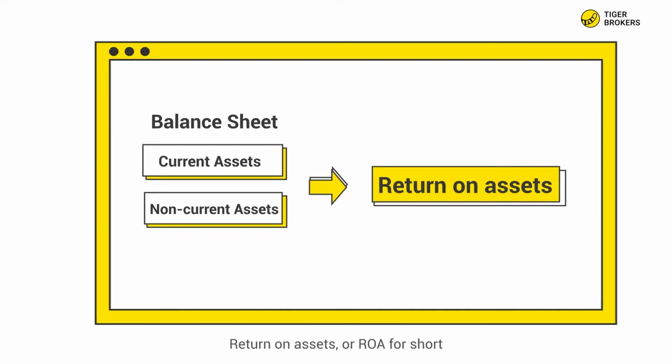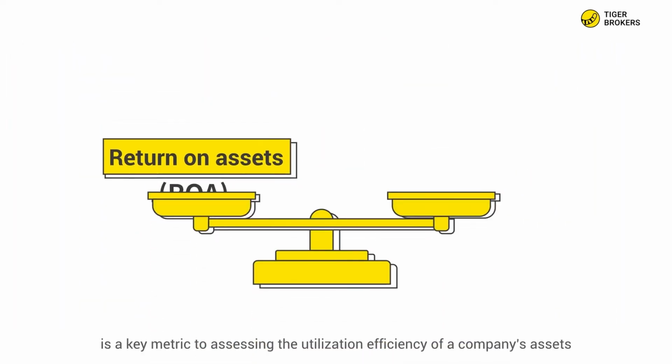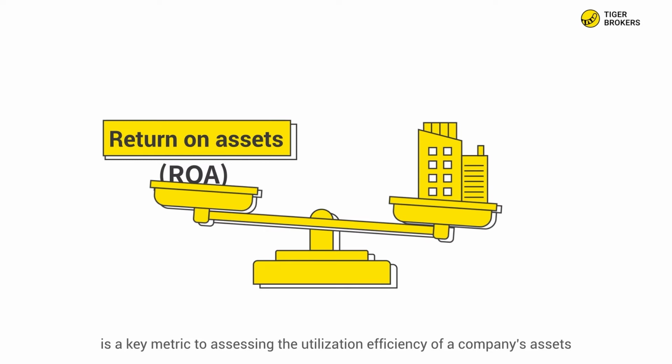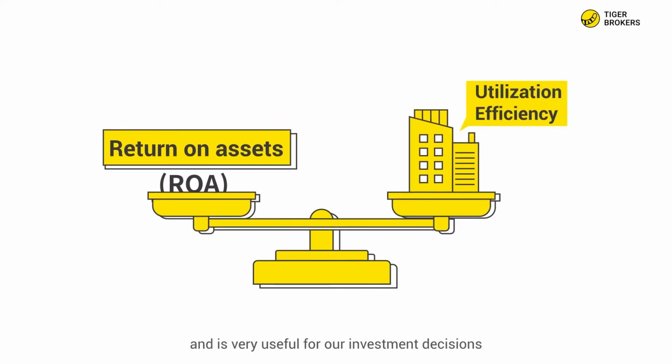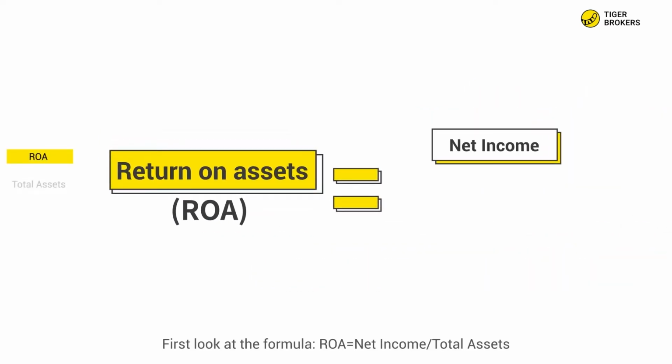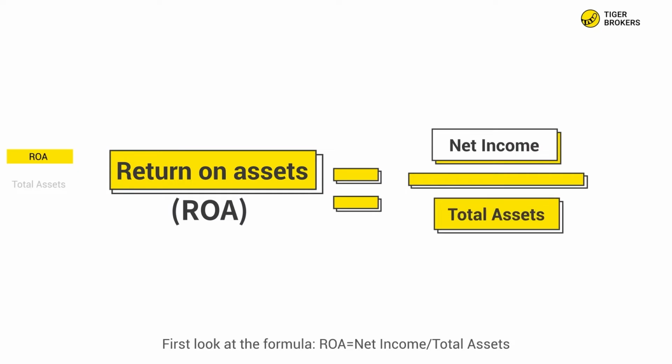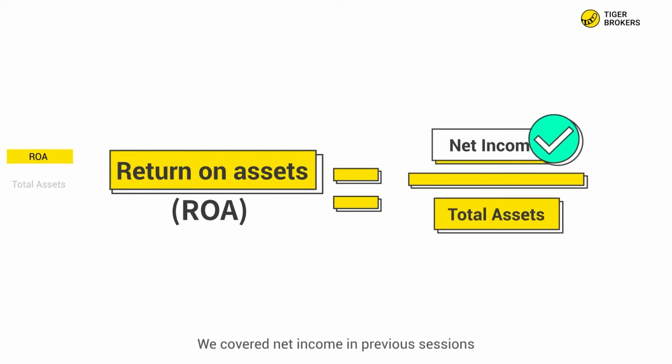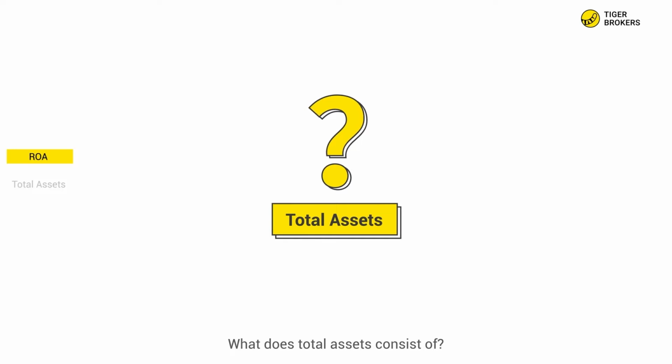Return on assets, or ROA for short, is a key metric to assessing the utilization efficiency of a company's assets and is very useful for our investment decisions. First, look at the formula. ROA equals net income divided by total assets. We covered net income in previous sessions. What does total assets consist of?